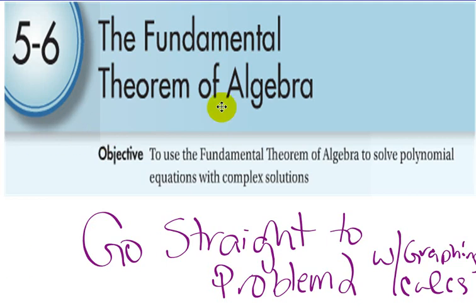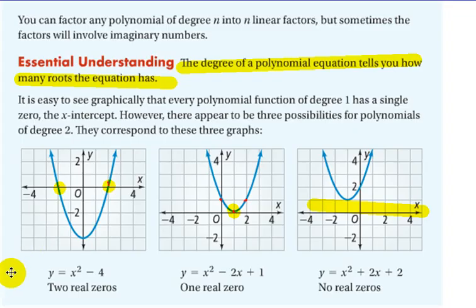All right, now let's move forward. I said go straight to problem 2. Now we're moving into 5-6, the Fundamental Theorem of Algebra. So the objective is to use the Fundamental Theorem of Algebra to solve polynomial equations with complex solutions. Now, in the past we've learned the degree of a polynomial equation tells you how many roots the equation has. So let's look at this bottom one right there. X squared, that means it's going to have 2 real zeros.